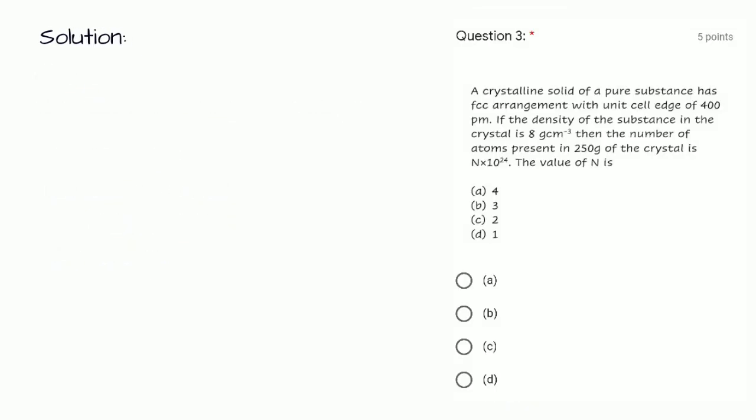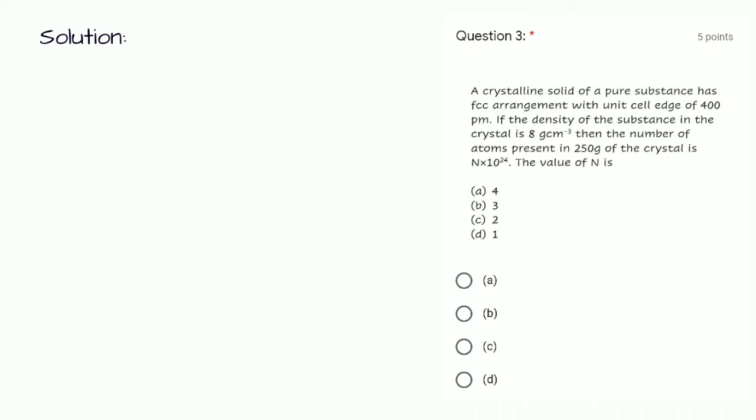Now let us discuss question number 3. Here it is given that a crystalline solid of a pure substance has an FCC arrangement with a unit cell edge of 400 picometer. That means the arrangement will be FCC, and the cell edge is 400 picometer. That means the value of a is 400 picometer, and the density is also given as 8 gram per centimeter cube.